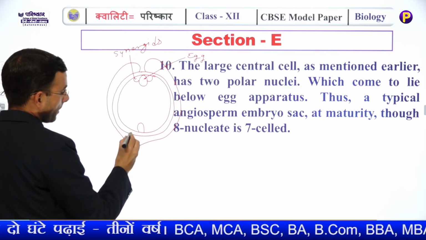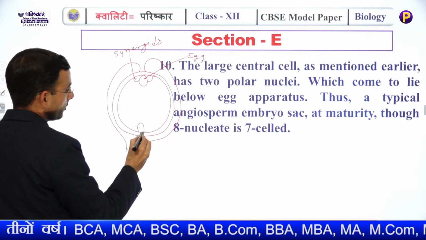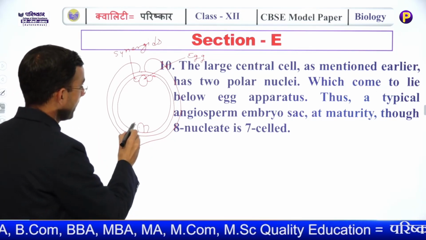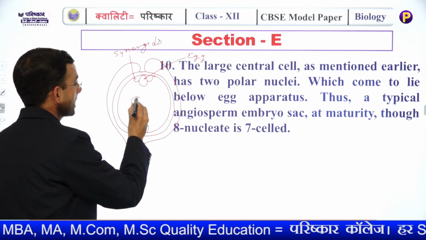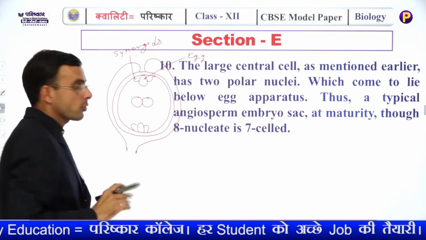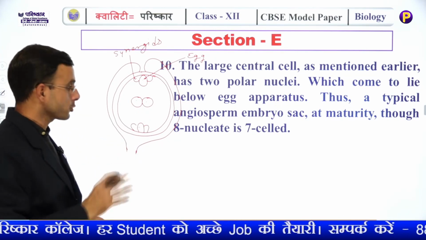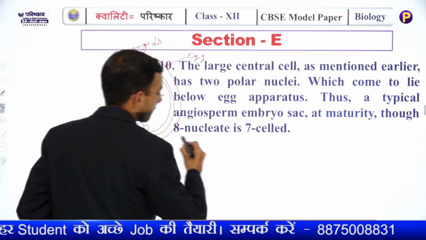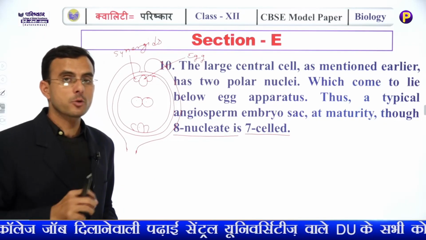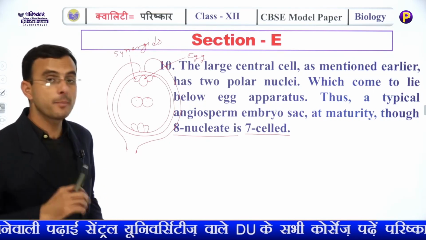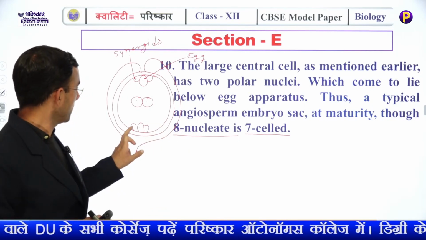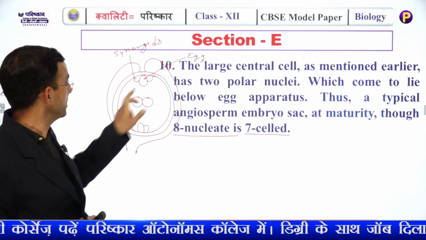On the opposite pole, the chalazal end, there are 3 cells, and these 3 cells are known as antipodal cells. In the center there are 2 nuclei, and these are known as polar nuclei. So this is the ultimate development of the female gametophyte, and the female gametophyte is also known as the embryo sac. That female gametophyte is made up of 8 nuclei. These are 3 nuclei, these are 3 nuclei, and these are 2.